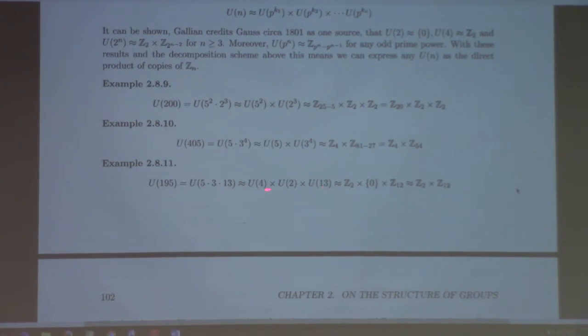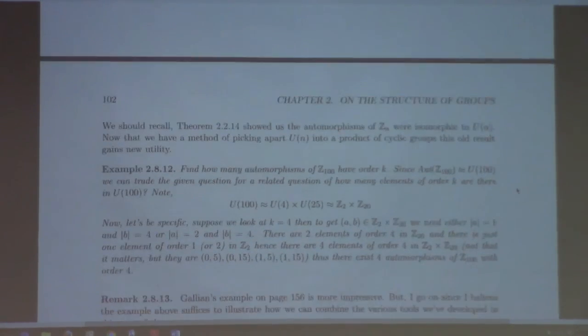U195, 5 times 3 times 13. So you got yourself a U4. What? Where's that 4 coming from? No, no, no. That should be Z4 and Z2. That would make sense here. This is total nonsense. Sorry. Anyway, what idiot wrote these notes? I want my money back.